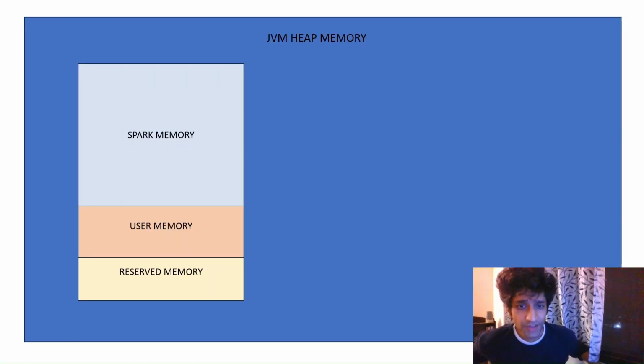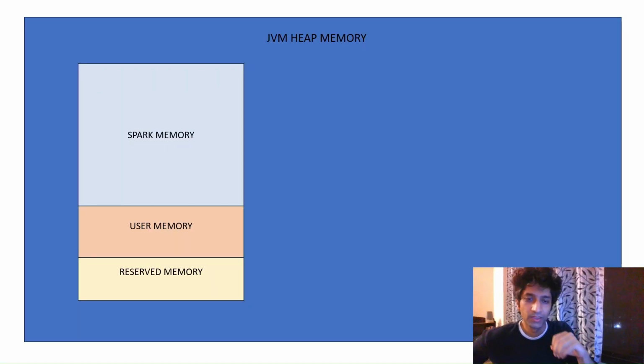And if your answer is yes, you're wrong. Because life is unfair. Let's find out why. So let's start with Java heap memory. The memory is divided into three memory segments: reserve memory, user memory, and Spark memory.